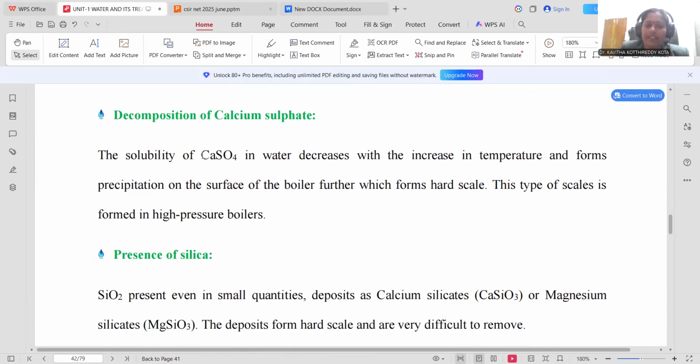Decomposition of calcium sulfate. Calcium sulfate is also another cause for scale formation.